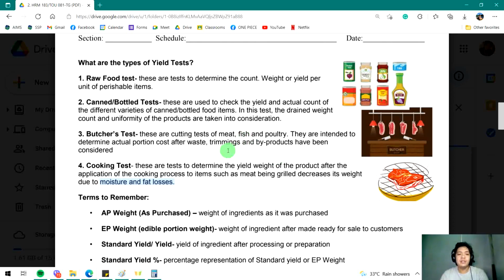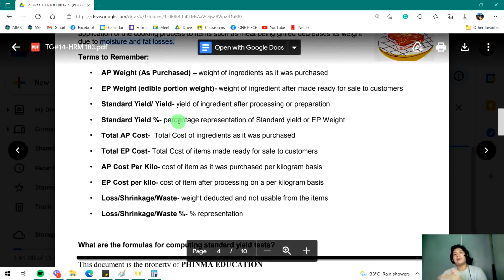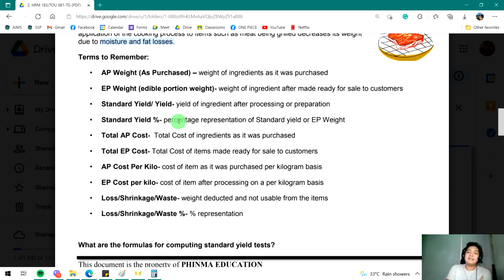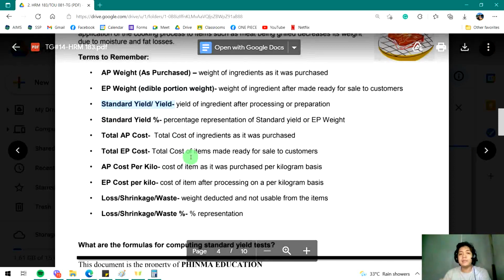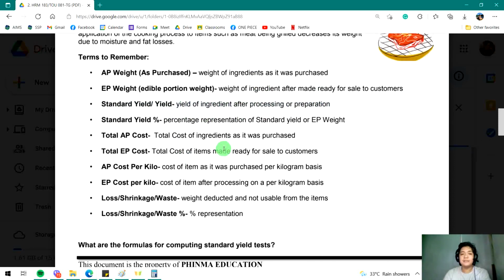So, here are some terms to remember. AP weight is as purchased. Ibig sabihin kung ano yung bigat niya nung binili mo siya. EP weight is the edible portion weight. It means after all the loss, the wastage, and the shrinkage, yun na siya, ready for sale for customers. Standard yield can also be considered like an EP weight. After all the processing and preparation, yun yung yield of the ingredient.